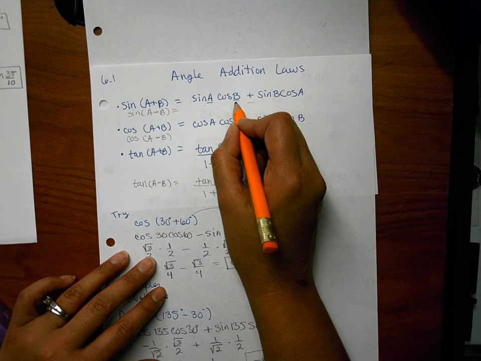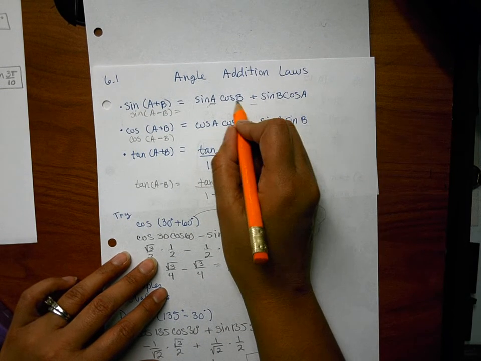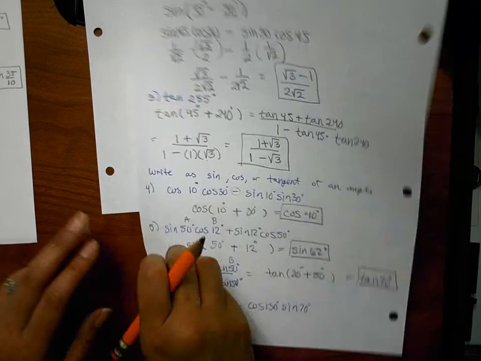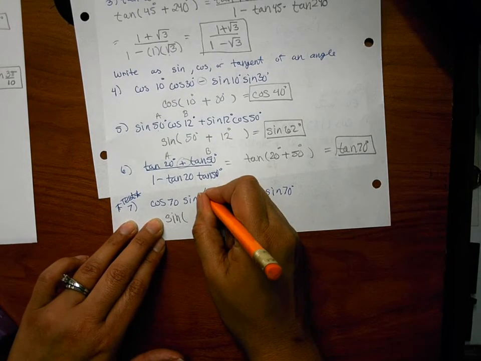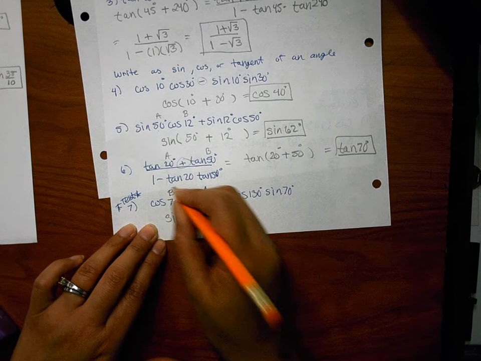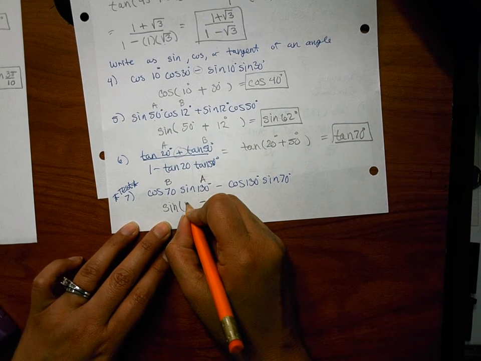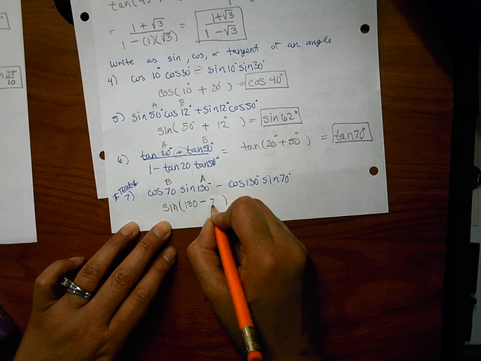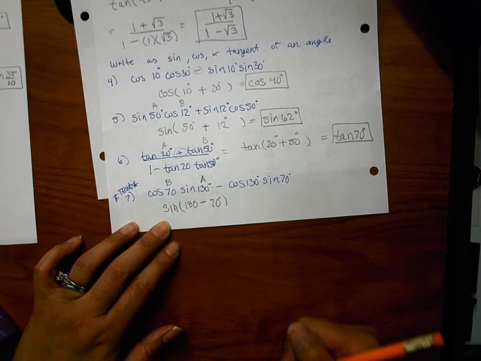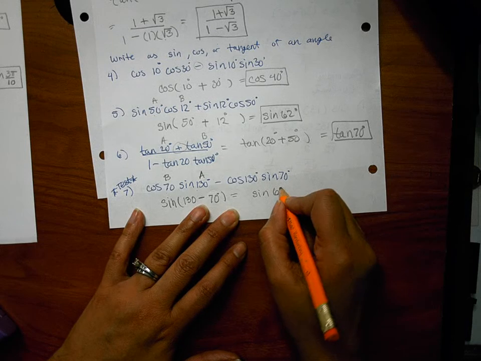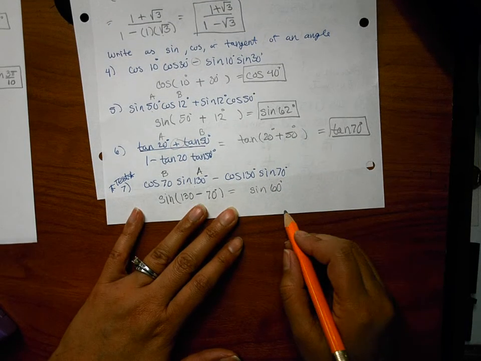A is with your first sine and B is with your first cosine. Do you see that? A, B. A is with your first sine, B is with your first cosine. If you flip-flop them, it is going to mess it up. So I have 130 take away 70. So you want to be careful. All right, so that is sine of 60 degrees.